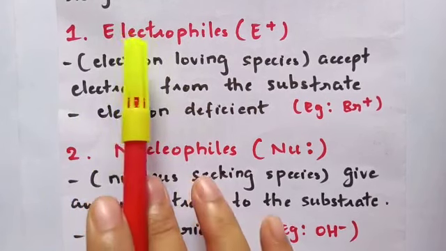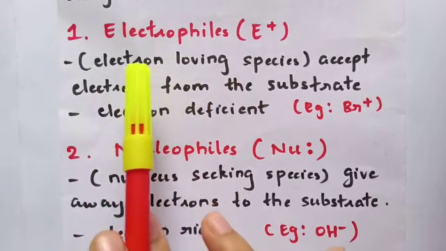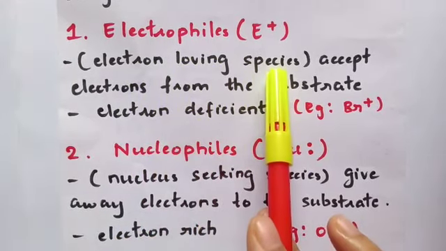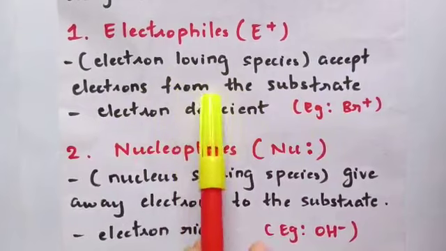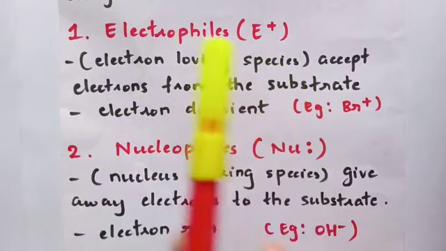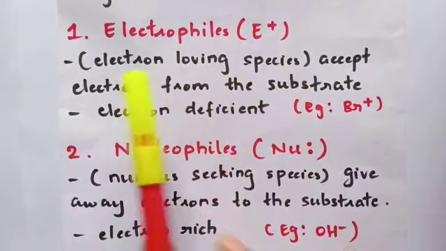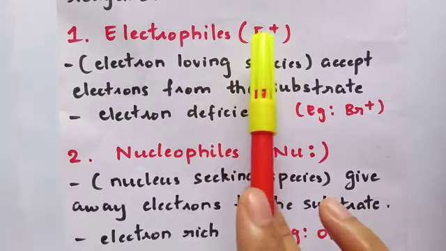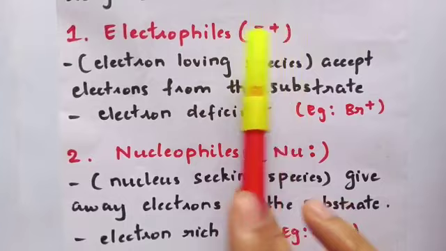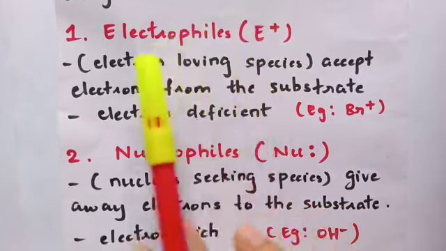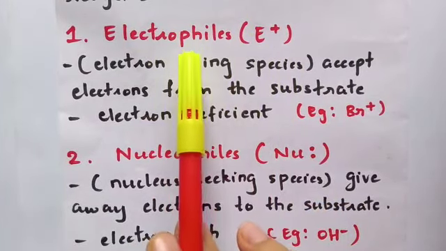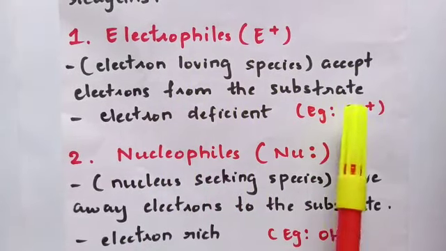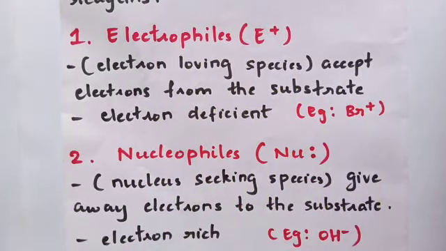So what is an electrophile, students? Electrophile is something that is electron loving in nature. It is an electron loving species. They accept electrons from the substrate. The reagent electrophile, as you can see, is E plus, so it is very obvious that it is electron deficient in nature and it needs electrons. So electrophiles will accept electrons from the substrate because they are electron deficient in nature. For example, Br plus.